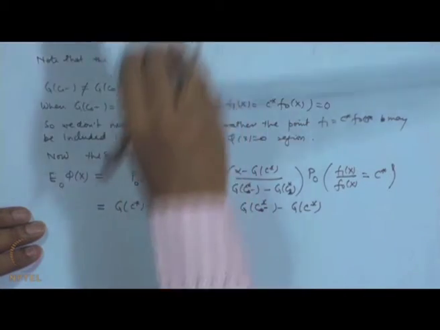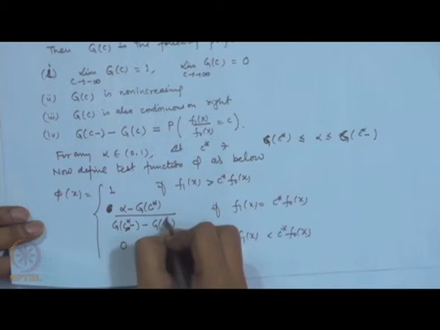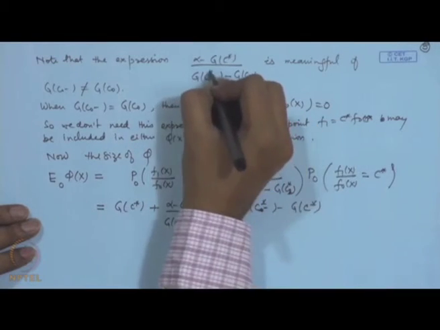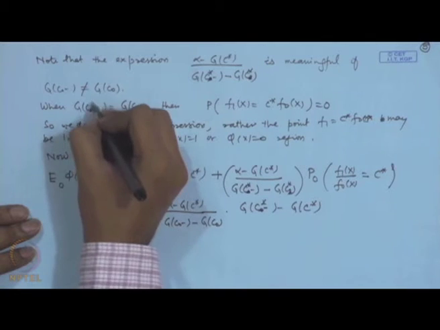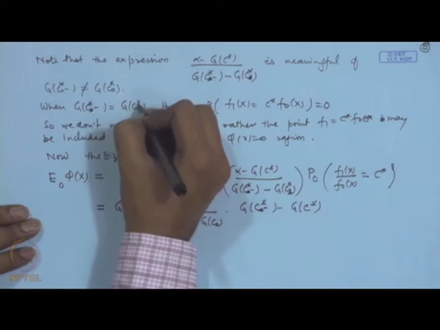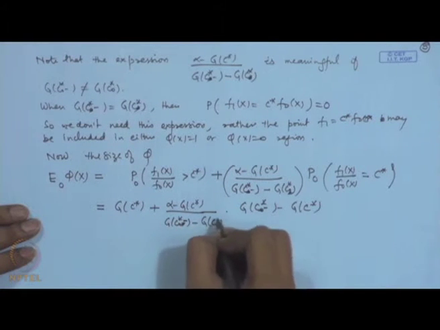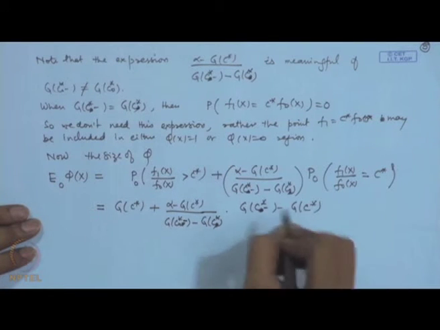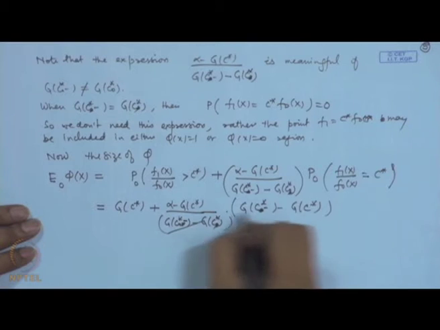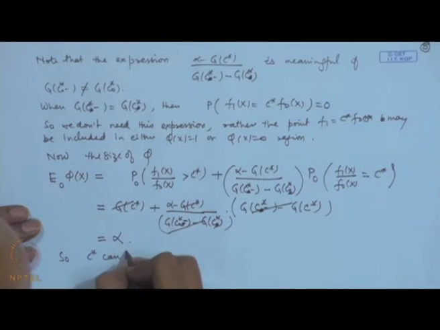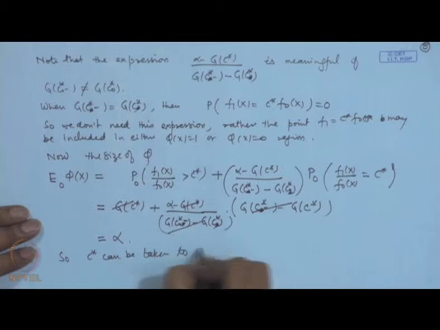There is a mistake here. This should be star, this is a star. Similarly, this should be star, this should be star here. Naturally, this cancels out and then this cancels out. So, this is equal to alpha. So, c star can be taken to be k in expression 2.